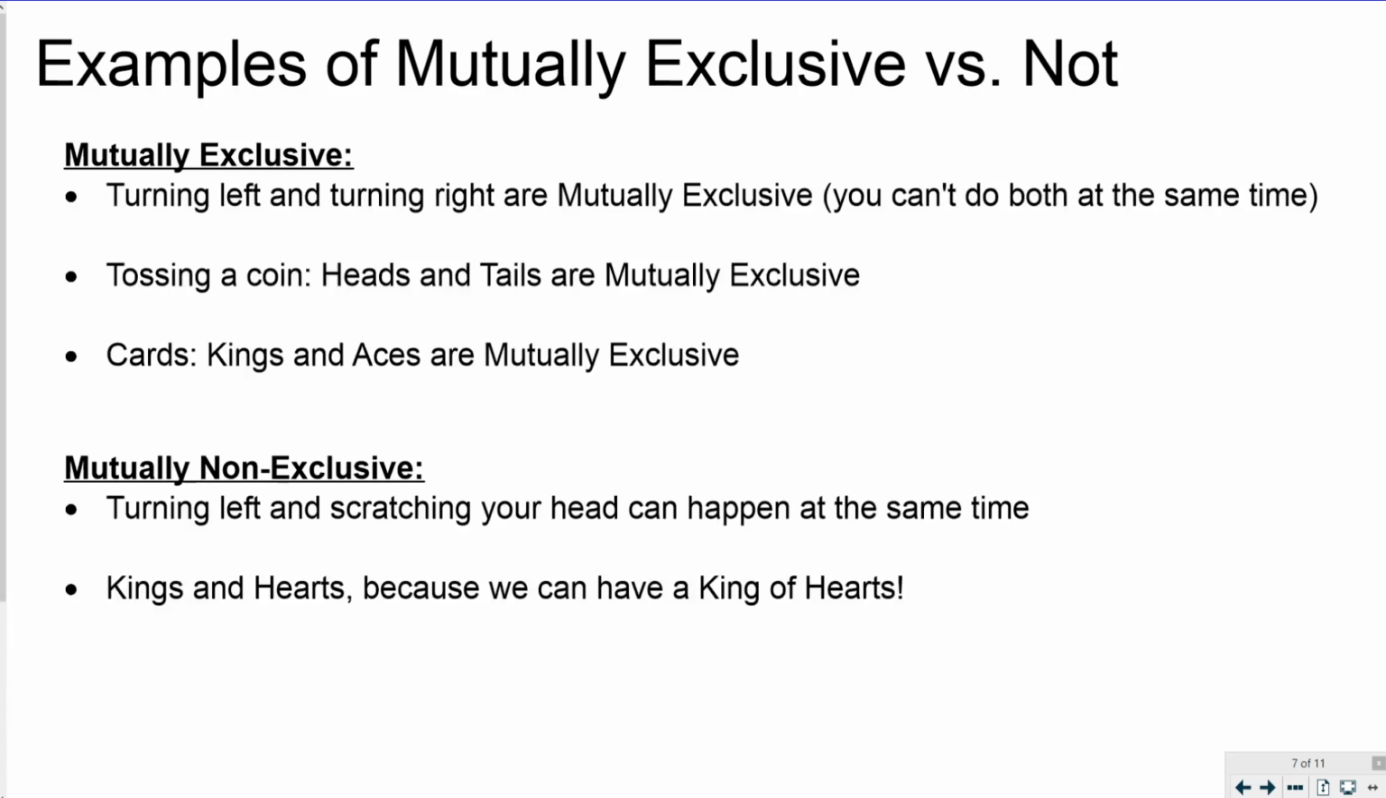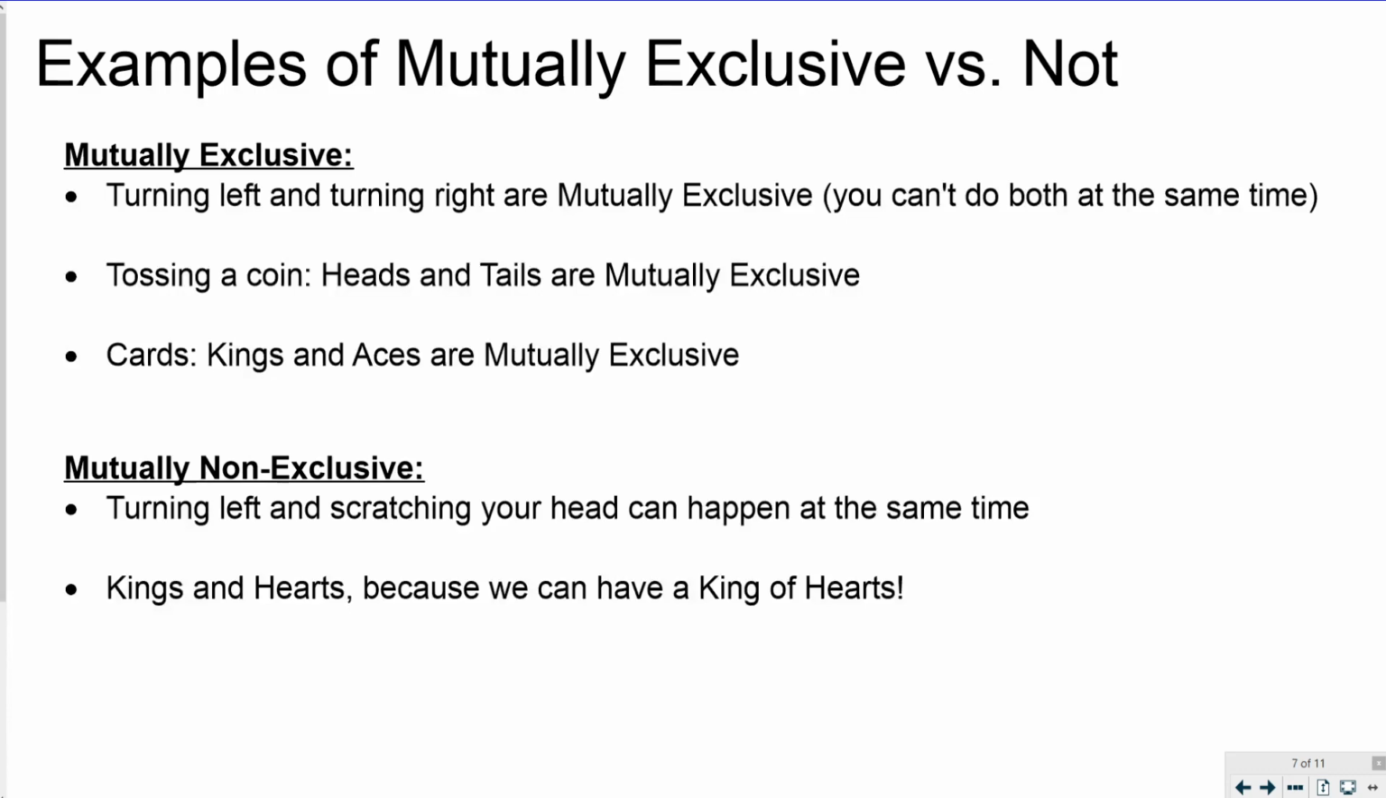So mutually exclusive events happening would be like turning left and then turning right. They are mutually exclusive because you can't do both at the same time. You can do one after the other, like really quick, but you can't do it at the same time. Tossing a coin, heads and tails are mutually exclusive events. A coin either turns up heads or it turns up tails. You may have the absolute 1 in a million situation where the coin turns up nothing, but it either turns up heads or tails. It cannot do both.